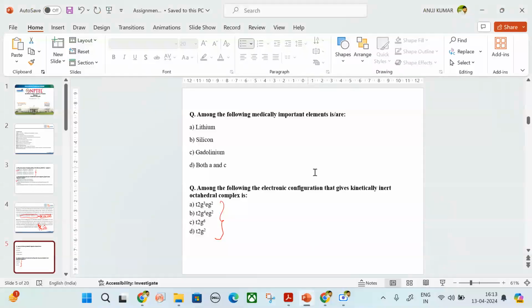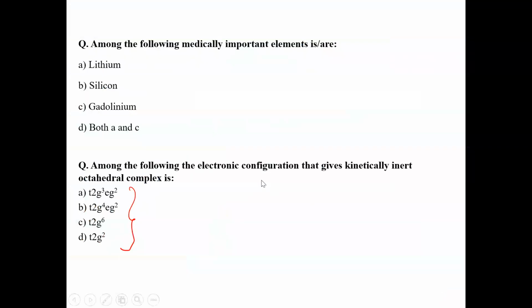Okay, I'm getting the answer D and C. Anybody else?